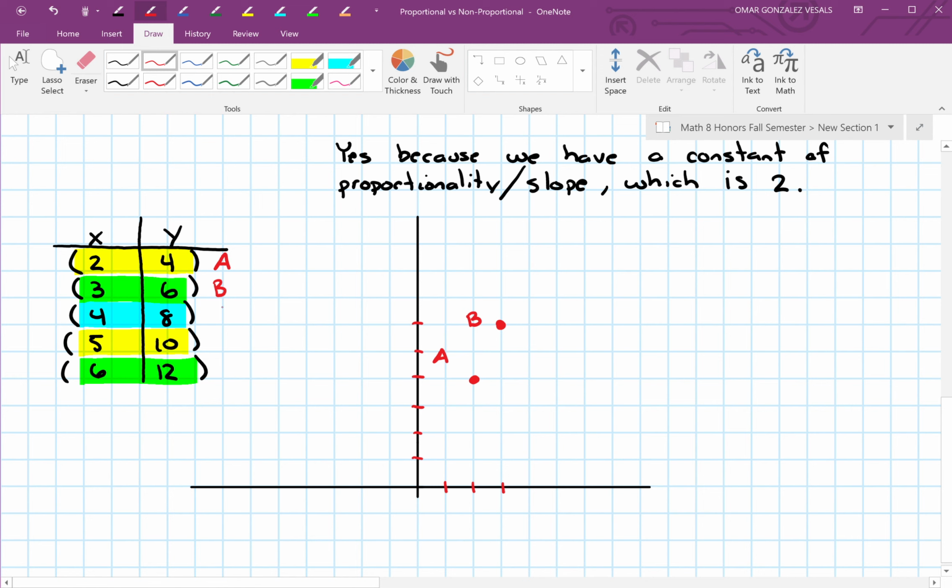What about C? That's over what? Come on, guys. Over how much? Over 4 and up 8. And let's do one more. D is over 5 and up 10. Now I can draw a line to connect all of these. So I'm going to do that.